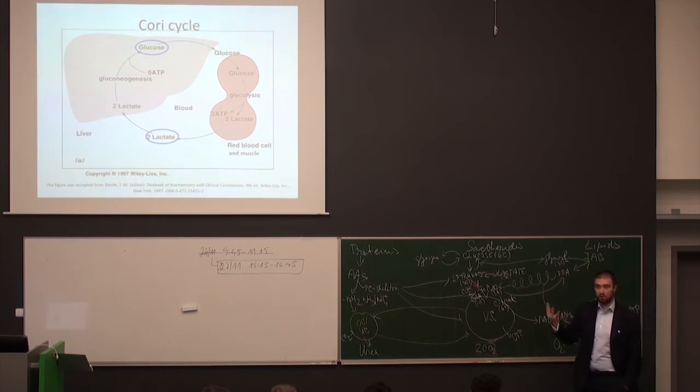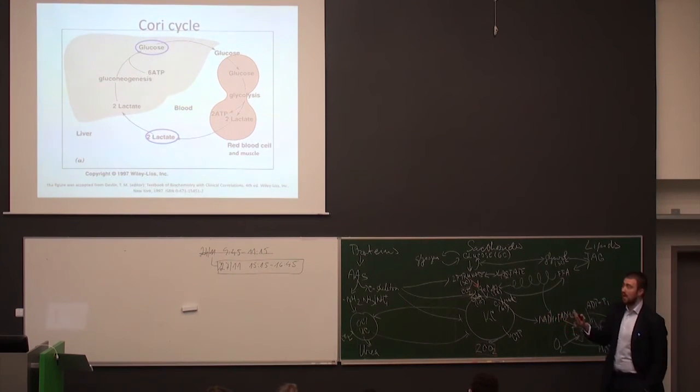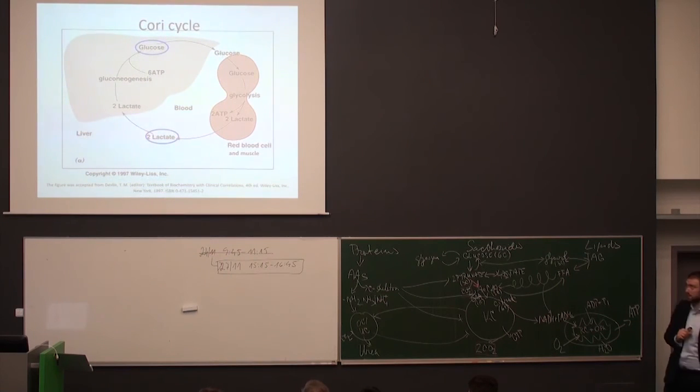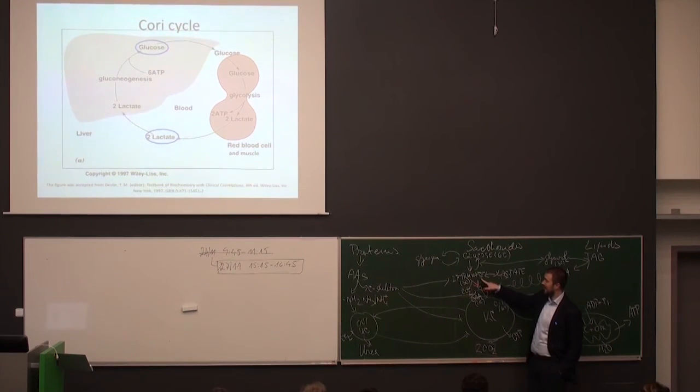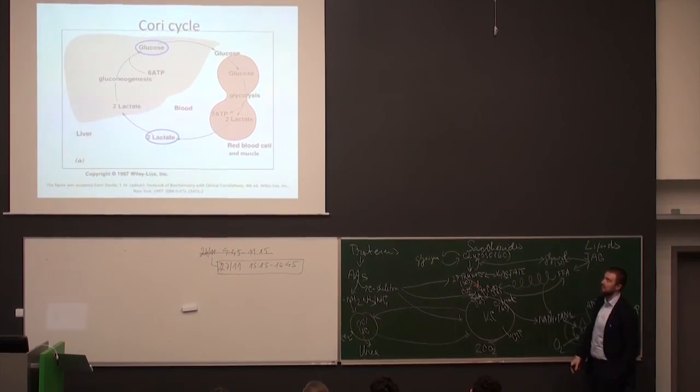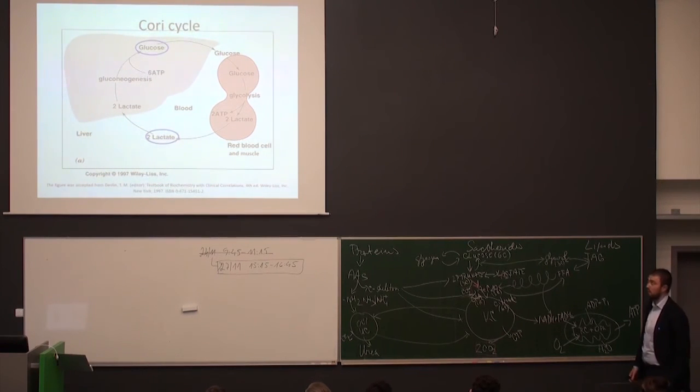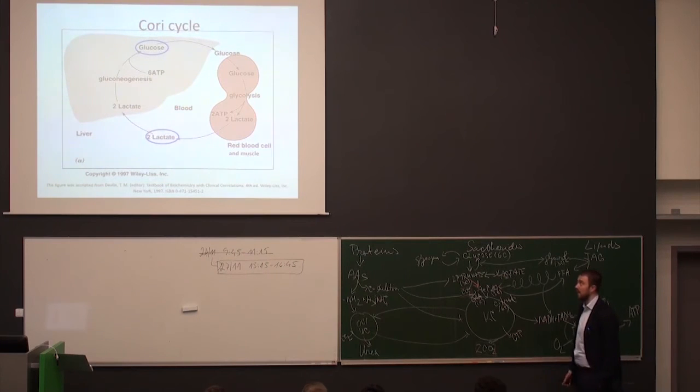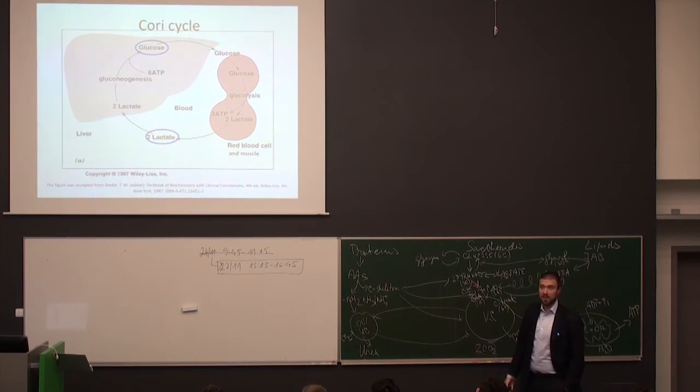Fortunately, we have the second organ, and that's the liver. The liver cells take this lactate produced by erythrocytes, and they convert the lactate to pyruvate, and then in gluconeogenesis, they convert it to glucose. And this inter-organ metabolic pathway is called Cori cycle, for it was discovered by Gerty and Carl Cori, who got the Nobel Prize for their discoveries in saccharide metabolism.